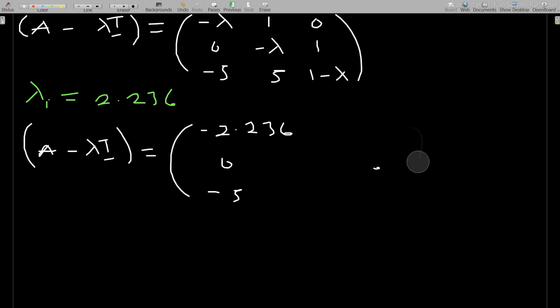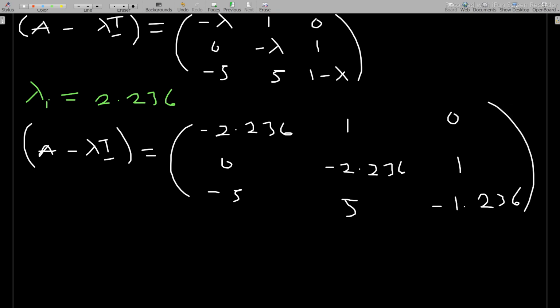With the first column, these are okay. Now with the second column, we will have 1, negative 2.236, and we'll have 5. The last column will have 0, 1, negative 1.236. So this will be it. And now if we let our v1 be equal to m1, m2, m3.